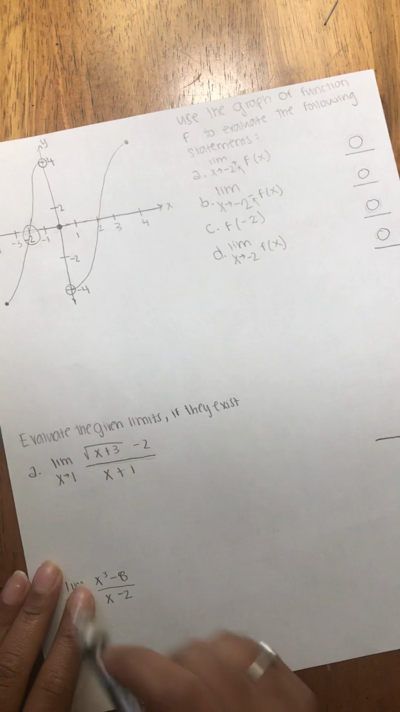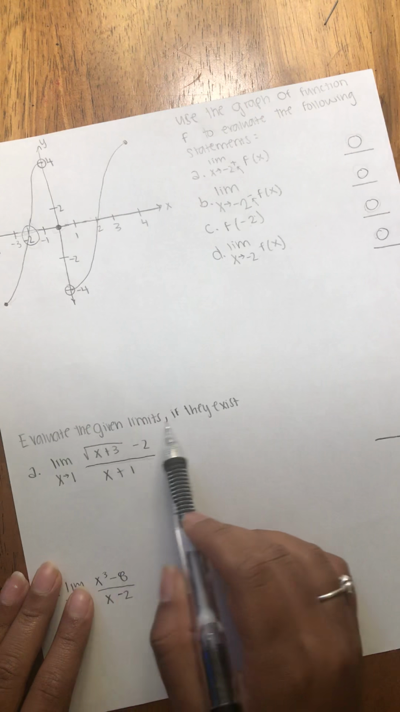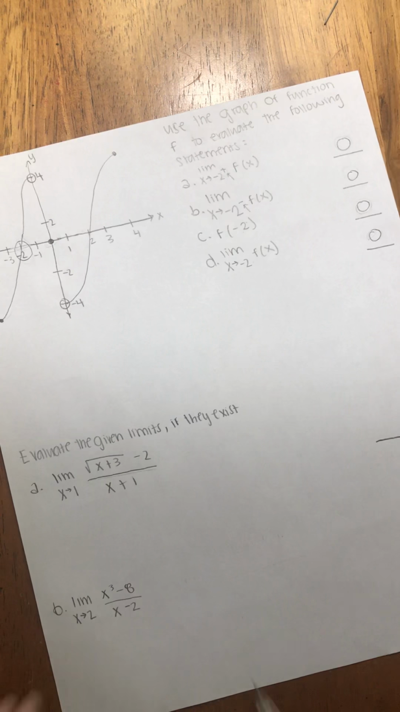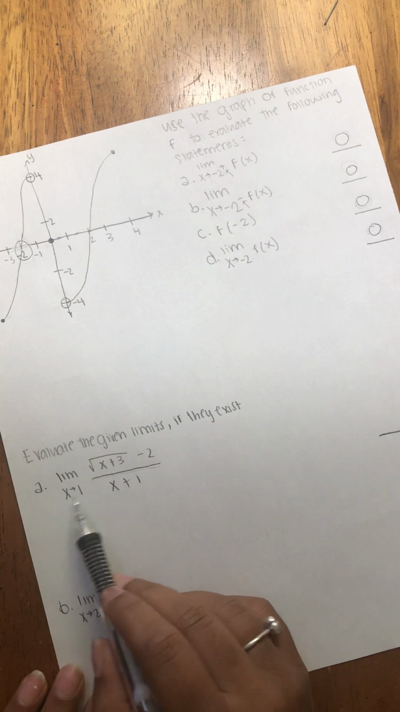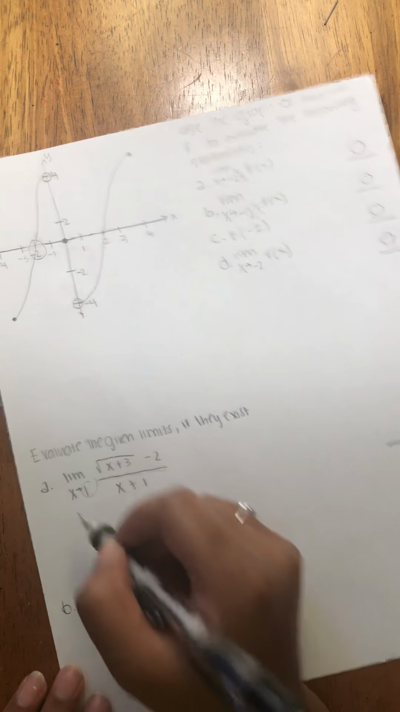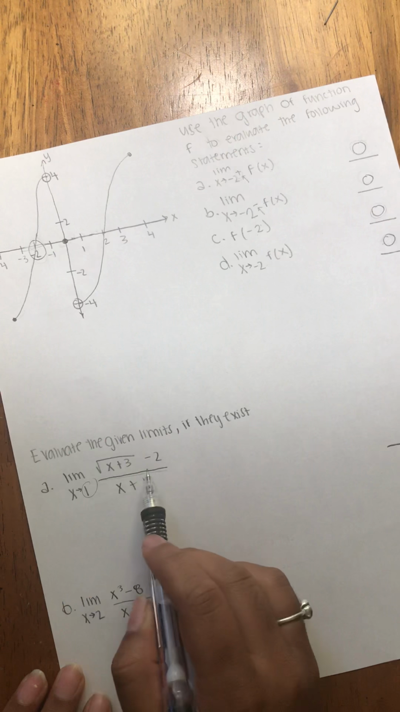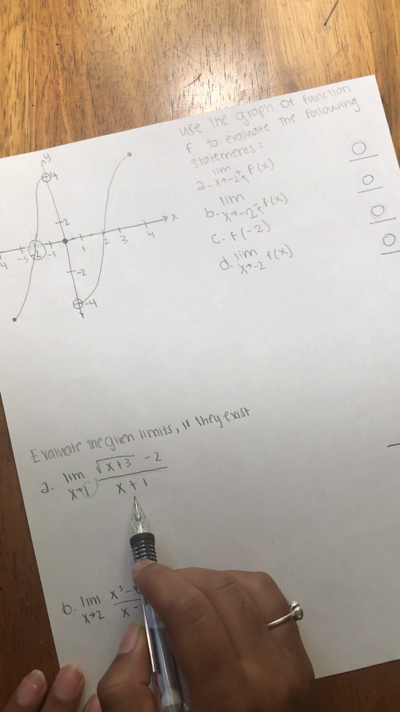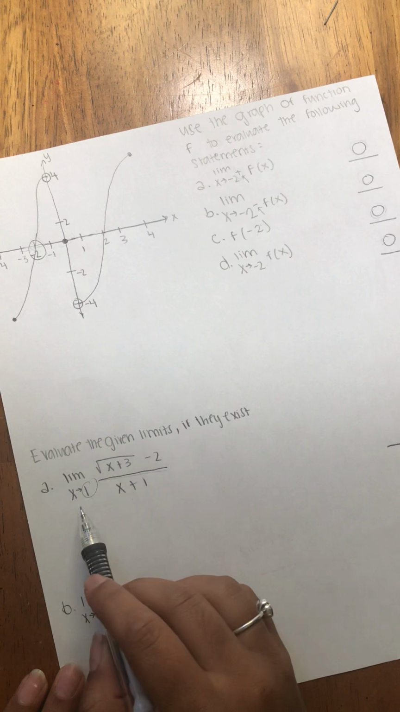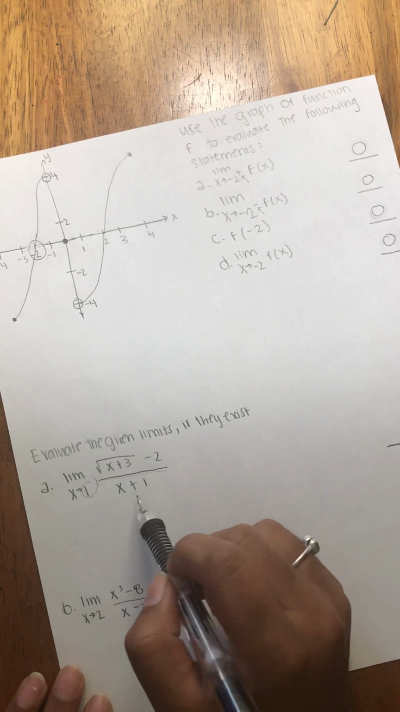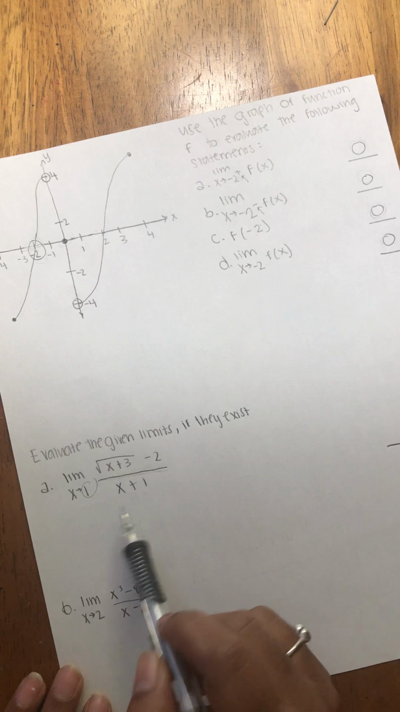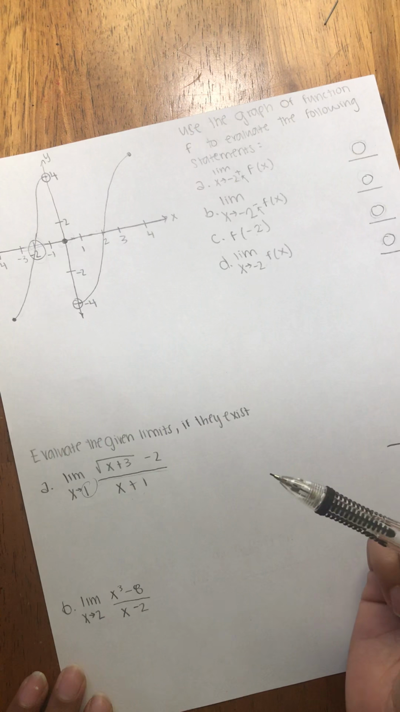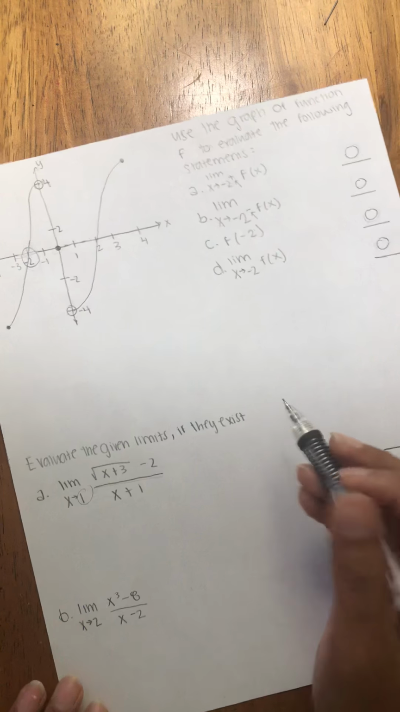Okay. The next one says evaluate the given limits if they exist. So the first thing we always want to do when we're looking at limits is see if we plug in whatever x is going to, in this case it's 1, would the denominator equal 0? If the answer is no, then that would be the easiest way to solve it. Just plug in the number. If the answer is yes, if it would equal 0 if you plug in 1, then you have to find another way to solve it, like factoring or whatever you have to do.